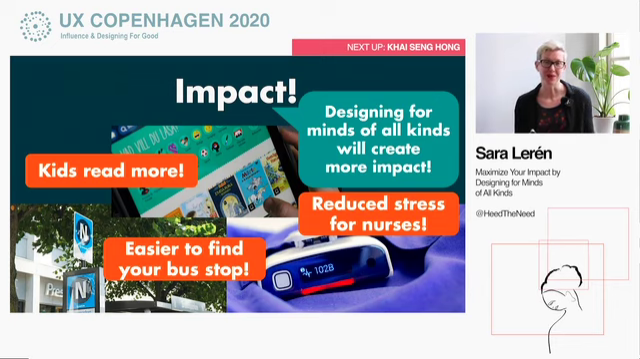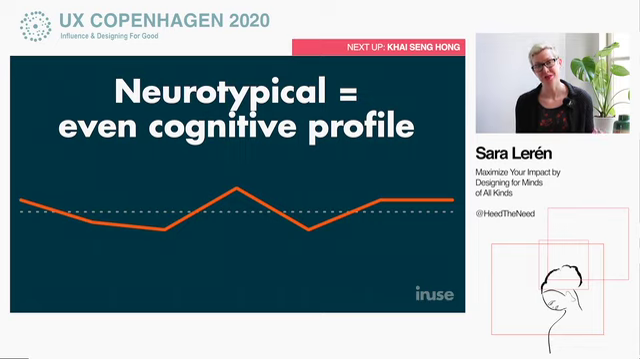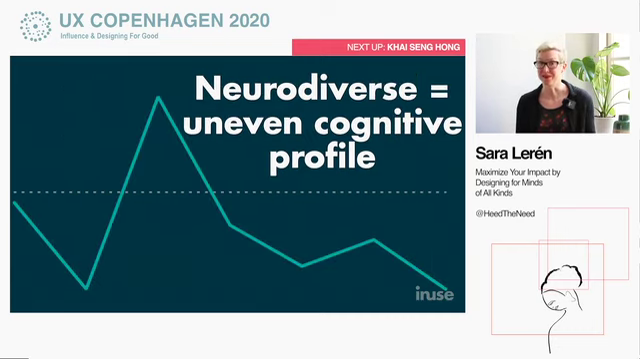So I'm going to start talking about what the difference is between those two types of profiles. If you're neurotypical, you probably have a pretty even cognitive profile where you're average or pretty close to average when it comes to your different cognitive skills. If you're neurodiverse, on the other hand, you'll probably have a much more uneven cognitive profile, or even a jagged cognitive profile, where you have things that you really struggle with and things that you're really, really good at.